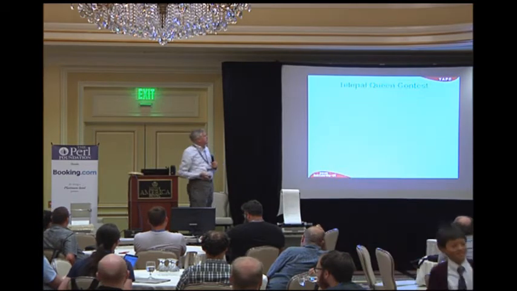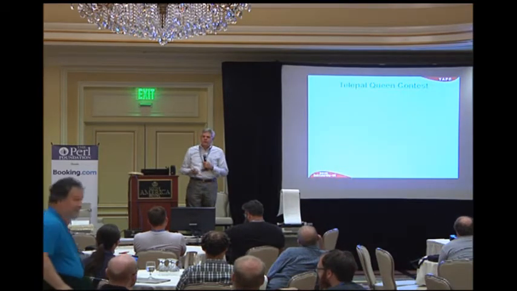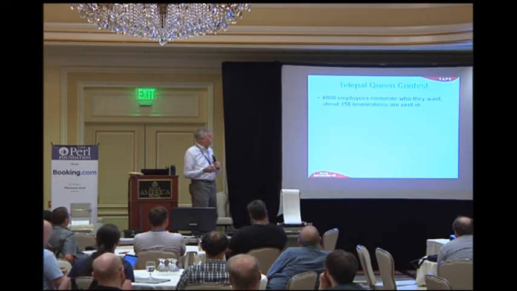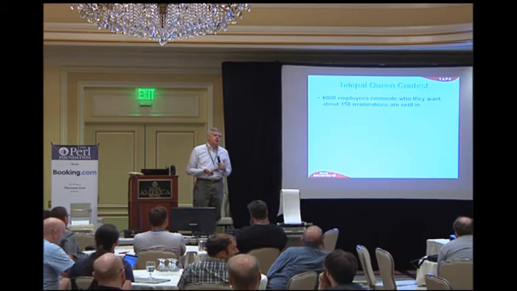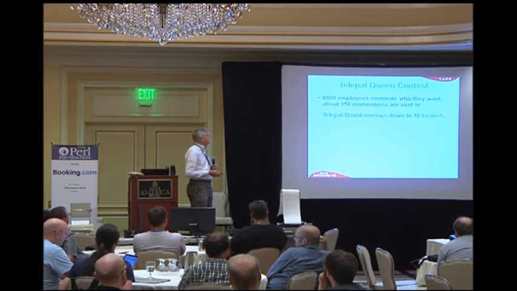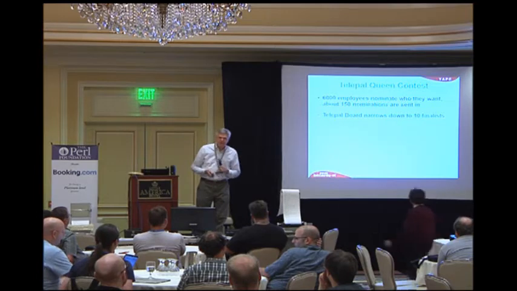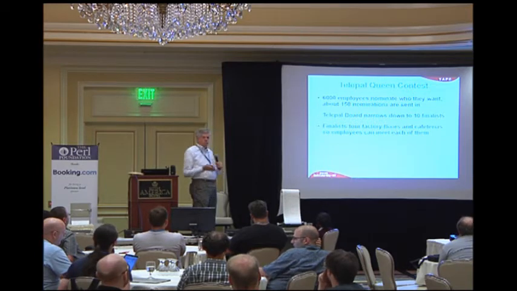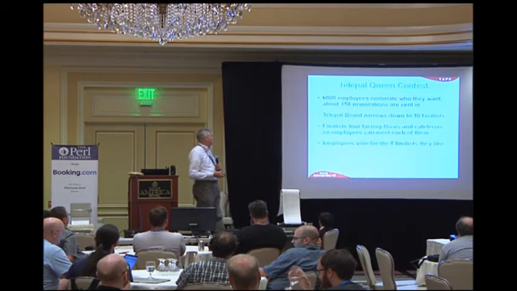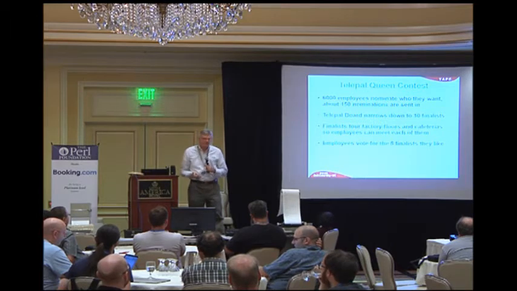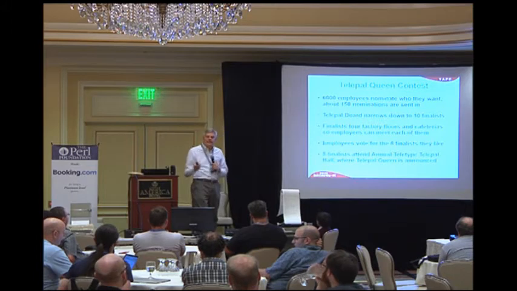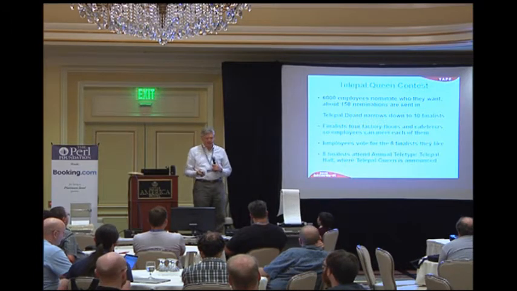So what happened is each year they called it the Telepal Queen Contest. They had 6,000 employees and they would nominate who they wanted. They'd get about 150 recommendations, and then they would narrow that down to the most popular of those 150. Then they would have those 10 finalists tour the factory floors so the employees could meet them in the various buildings. And then the employees would vote for 5 finalists, and then the Telepal Queen was awarded at an annual ball that they held every year.